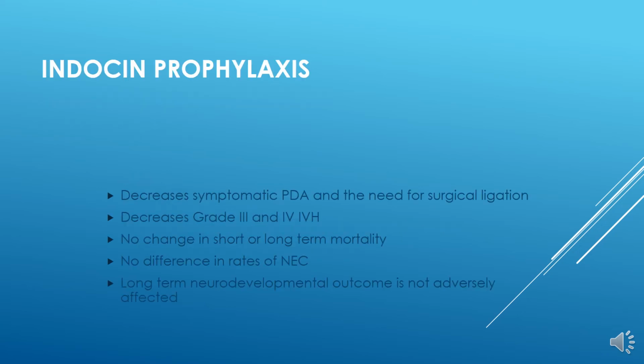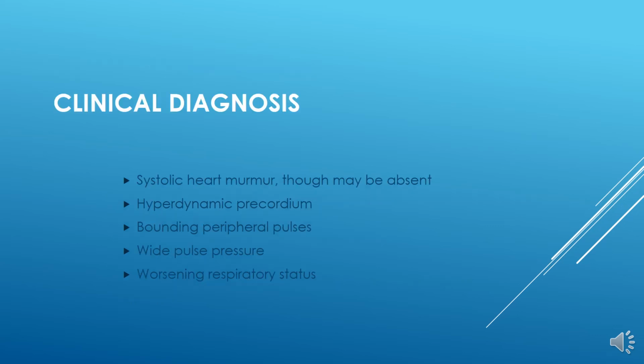Indomethacin prophylaxis decreases symptomatic PDA and the need for surgical ligation, and decreases grade 3 and 4 IVH, with no change in short-term mortality, no difference in the rate of NEC, and long-term neurodevelopmental outcome is not adversely affected.